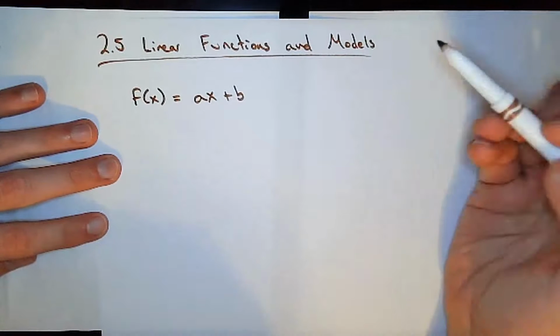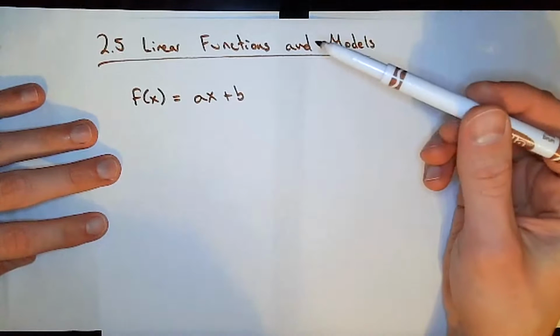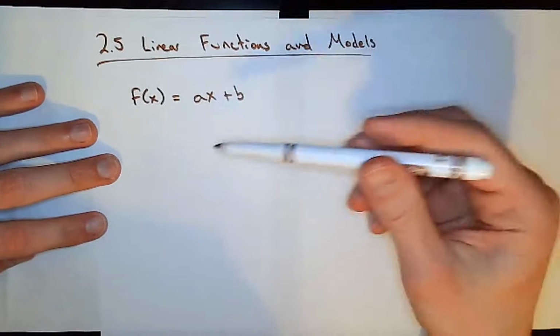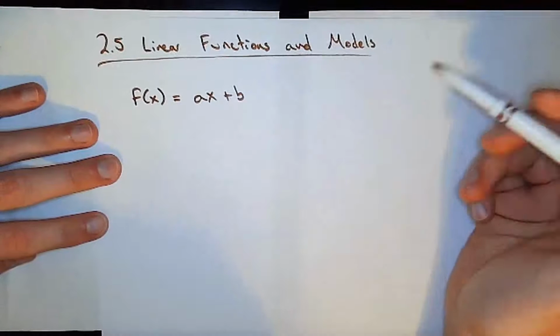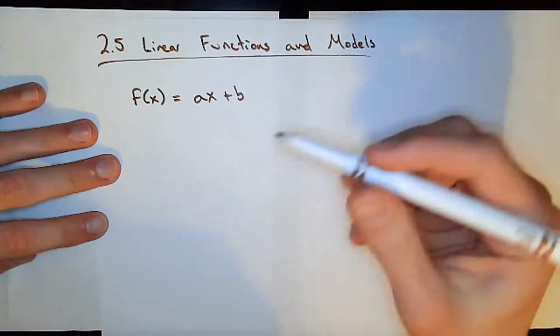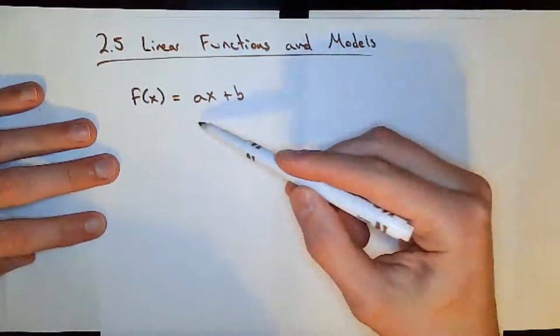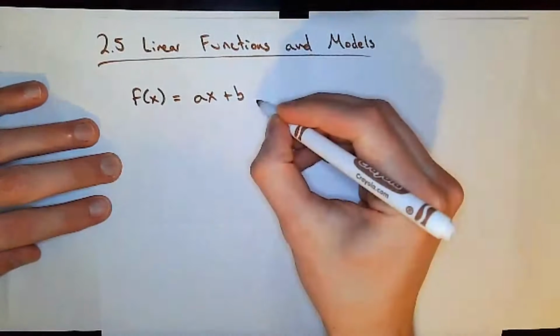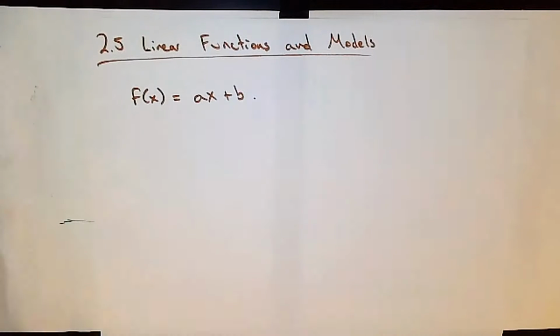Later, in chapter 3, we're going to take a deep dive into quadratic functions, and we'll use a, b, and c for the coefficients there. So it kind of makes sense for linear functions to use those first alphabet letters. So we have a linear function of the form ax plus b.